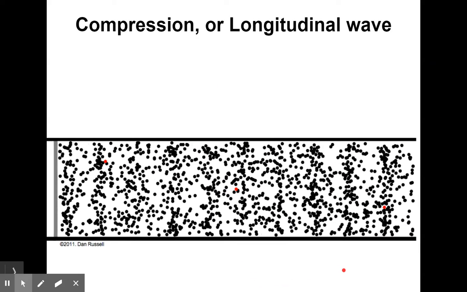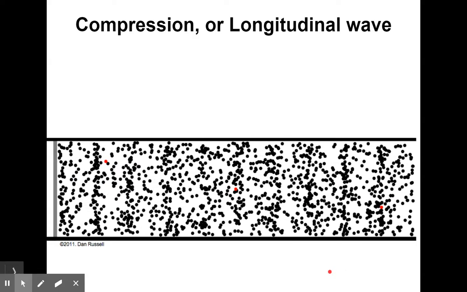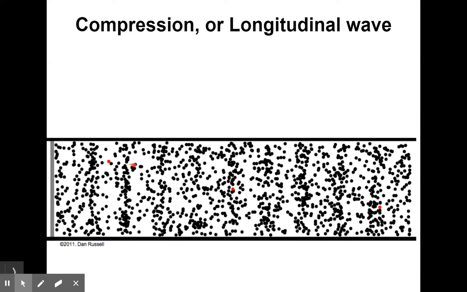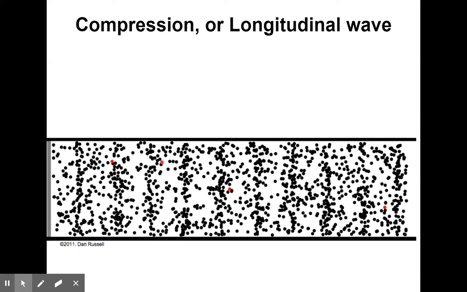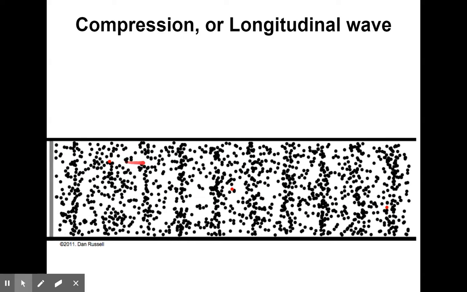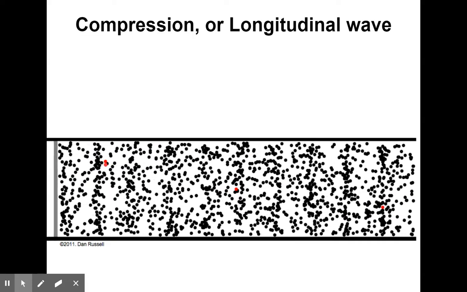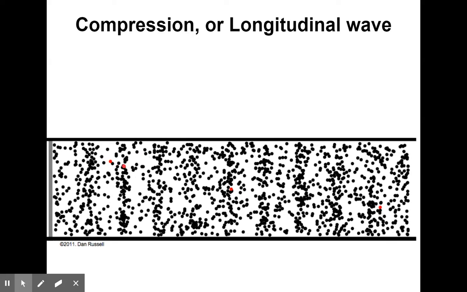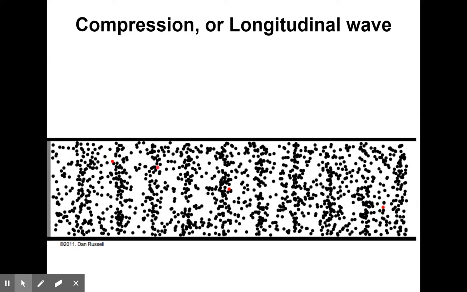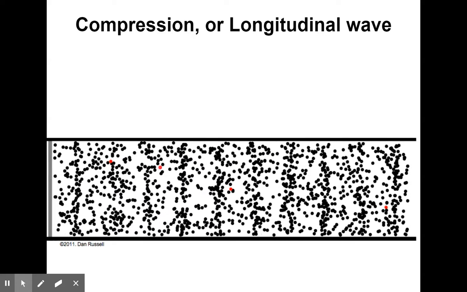A compression wave, also called a longitudinal wave, is when the vibration axis is the same as the travel axis. So it's kind of going forward and back instead of across. So you can see the vibration of this little red dot. It's going back and forth, but the wave is going this way, so it's in the same line of travel.